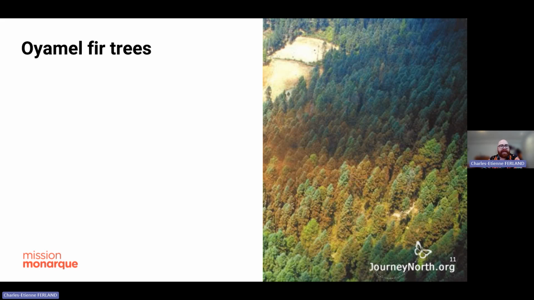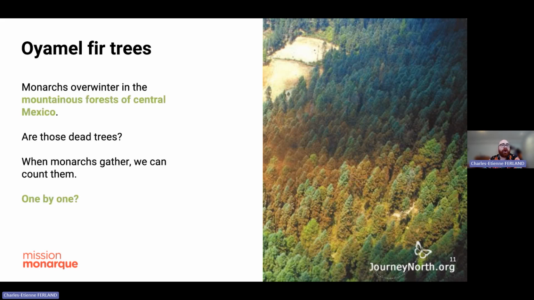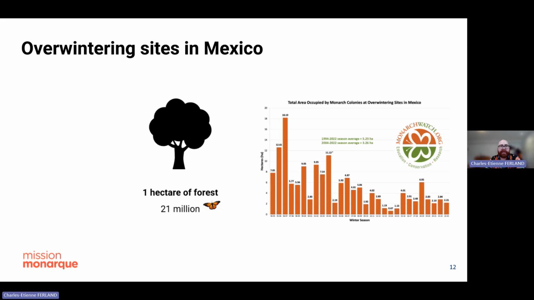But for now, let me take you to Mexico in an Oyamel fir trees forest. This is where the monarchs overwinter in the mountainous forests of central Mexico. And what you are seeing on the screen are not dead trees. They're actually gatherings of monarchs, and it's when they gather that we can count them. Of course, we can't count them one by one. It would take way too much time.